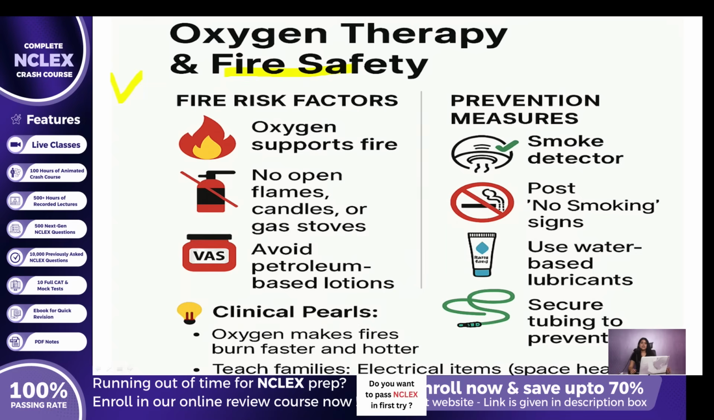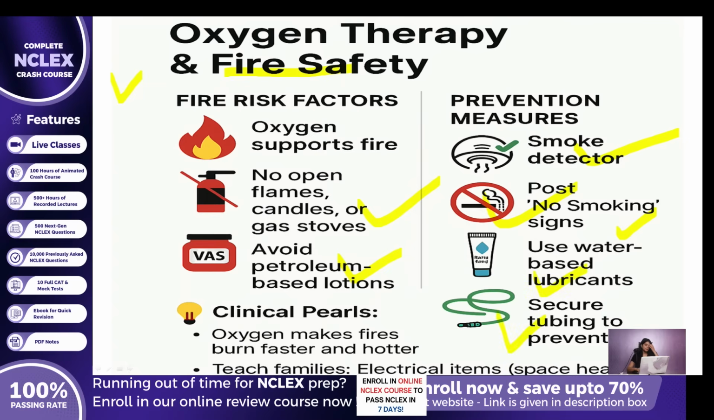Clinical pearls. Oxygen safety starts with fire prevention. Ensure smoke detectors and fire extinguishers are present. Instruct clients to keep oxygen away from flames and heat sources, avoid petroleum-based products, and post no smoking signs. Tubing should be safely placed to avoid trip hazards and suffocation risks.